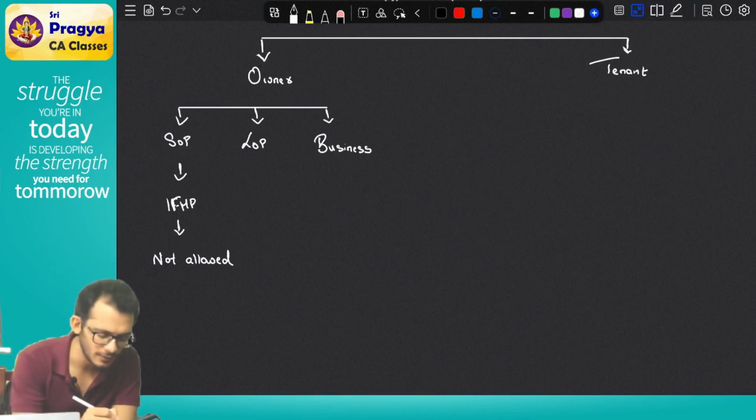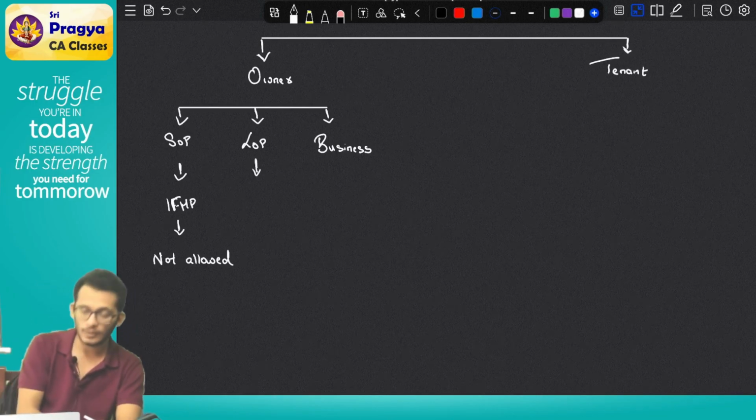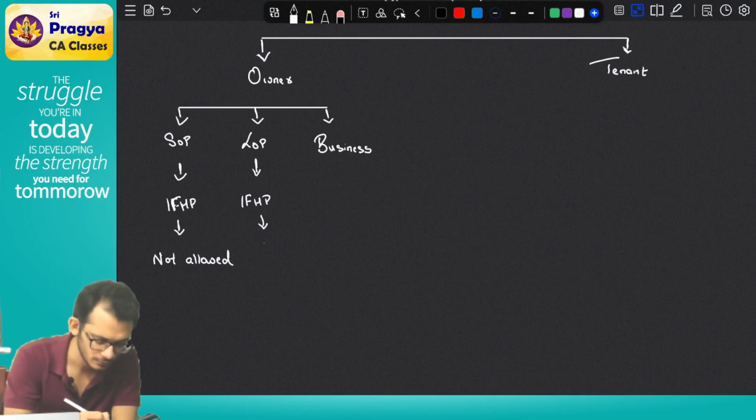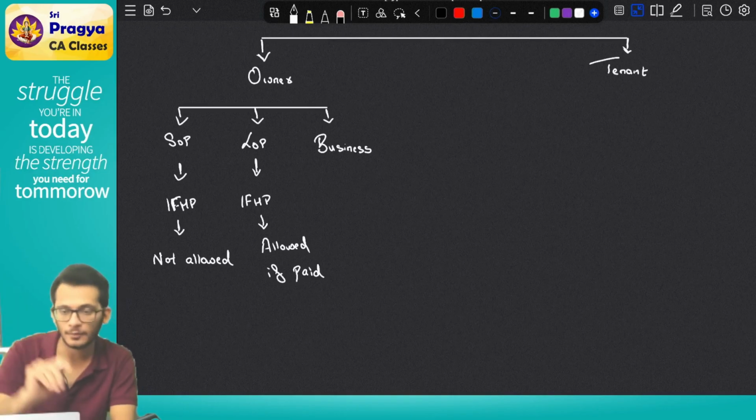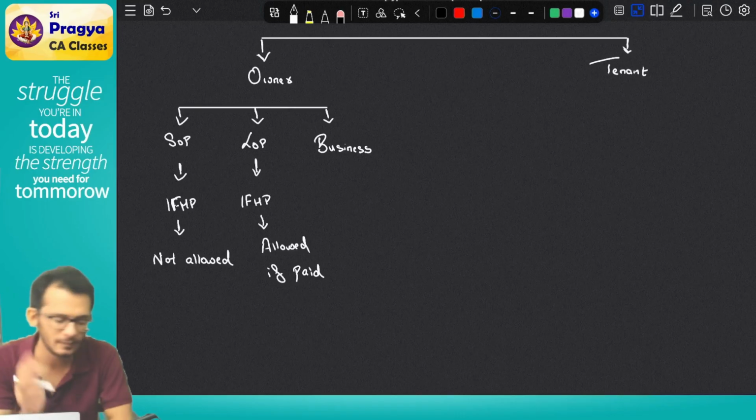Coming to LOP, you are the owner of the property and you have let out the property for rent. Which head of income? Same, IFHP. In this IFHP, is it allowed or not allowed? Allowed, only if it is paid by the owner. If it is actually paid by the owner, I will allow.